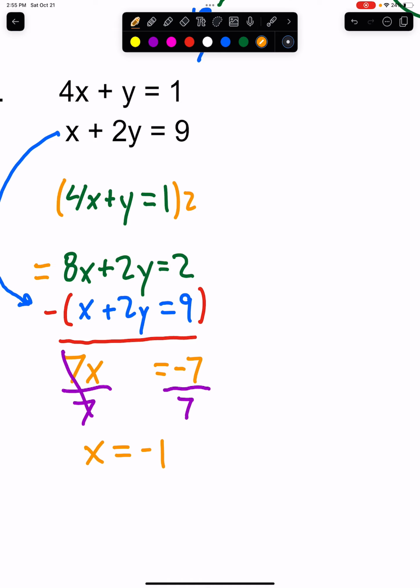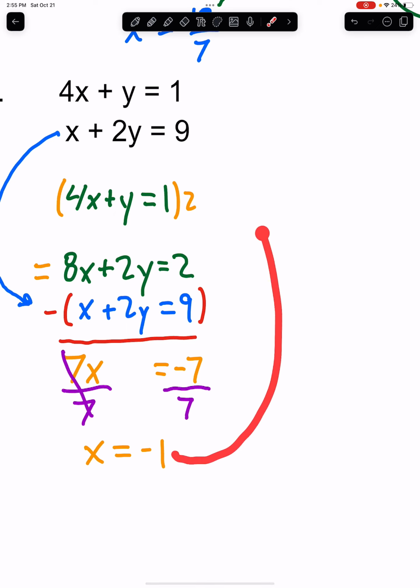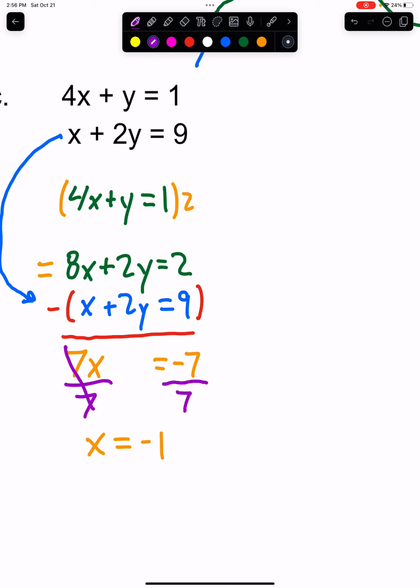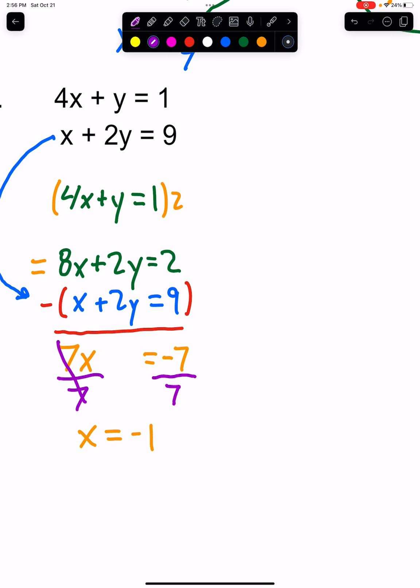Now let's take it and let's plug it back in. I say we take this negative 1 and swap it out for that x right there. Find out what y equals. So let's just rewrite this thing over here. Sorry about too many colors. X plus 2y equals 9. And we're going to swap out the x for negative 1. I just took this equation, and I'm swapping out the x for negative 1.